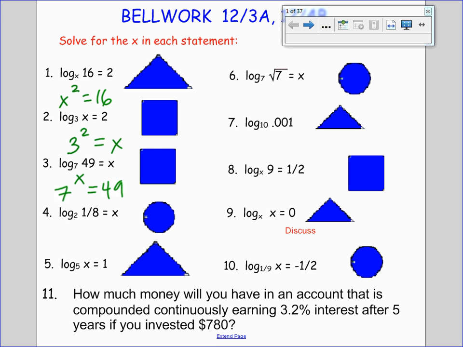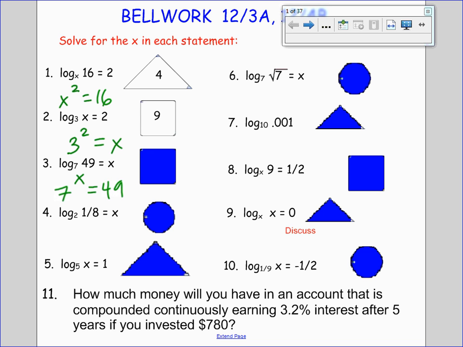So number one, if x squared equals 16, then what must x be? Knowing that we're only allowed positive base b's for our logarithms. Aaron? 4. Raise your hand if you had 4 for number one. It's correct. Good. Number two, 3 squared is x, so what would x have to be? Brady? 9. Raise your hand if you had 9 for number two.